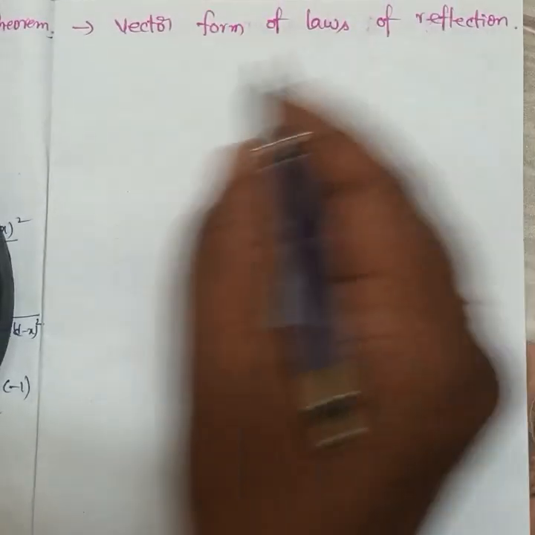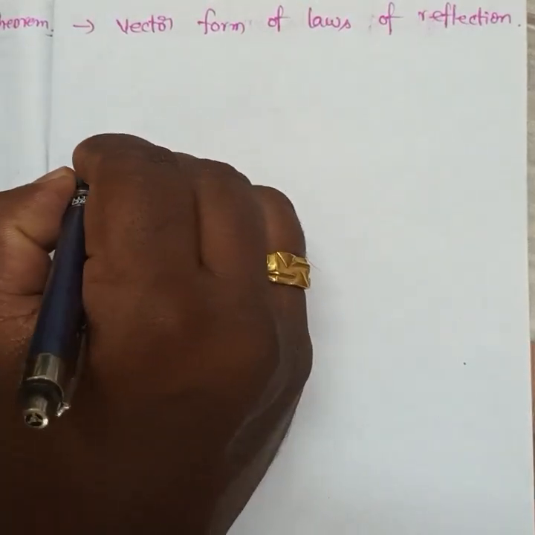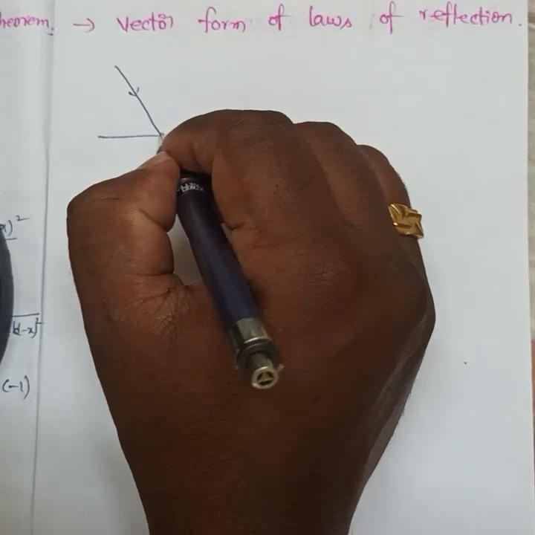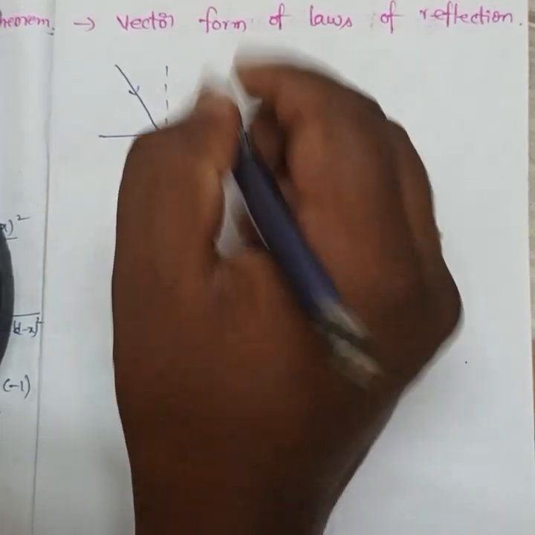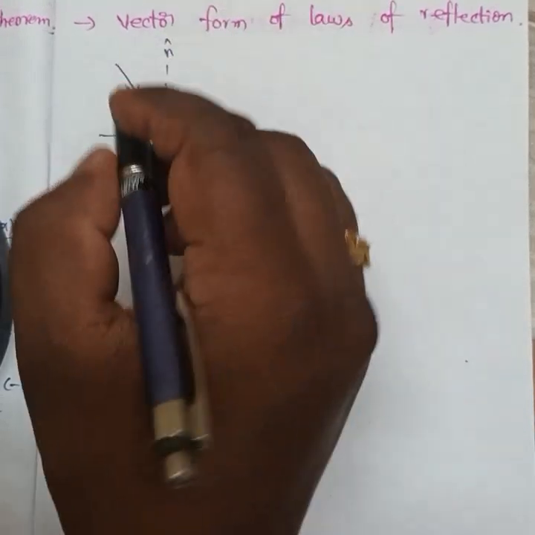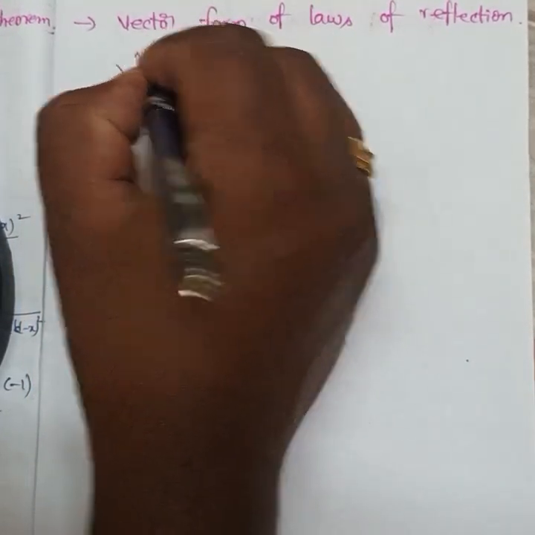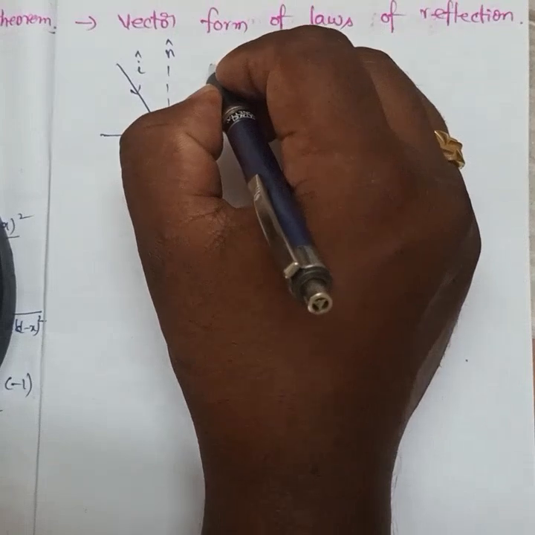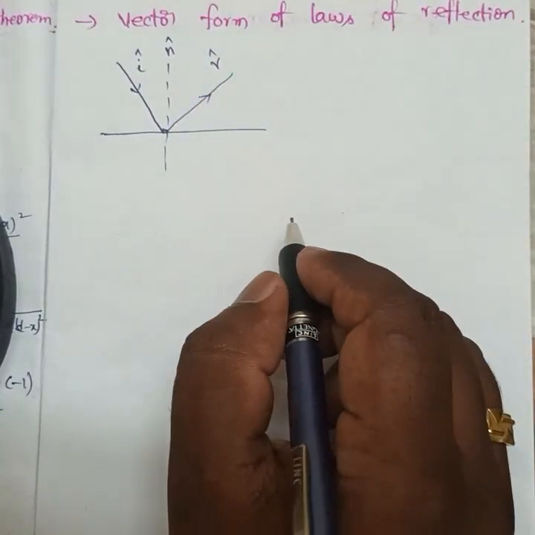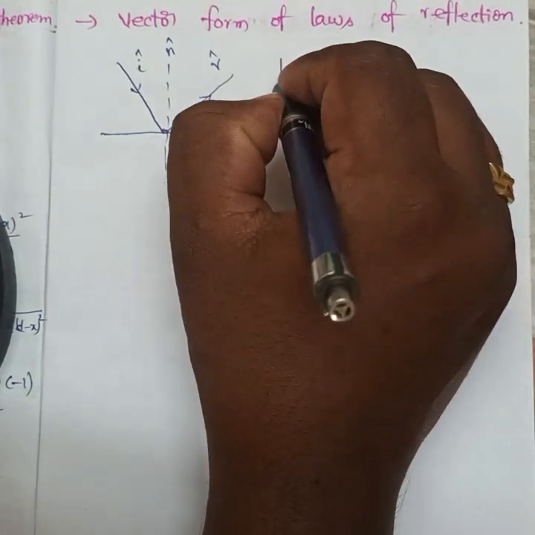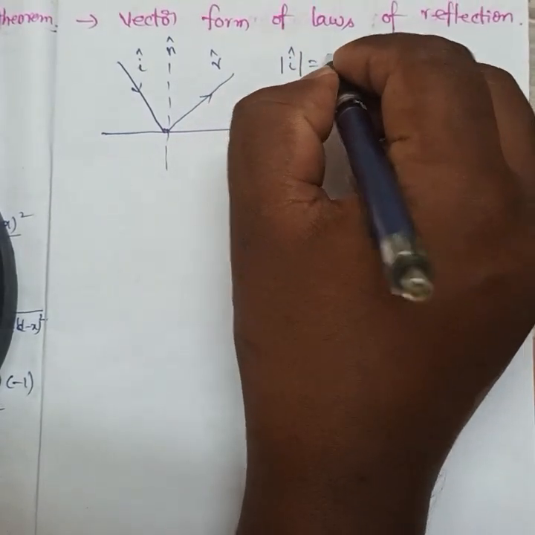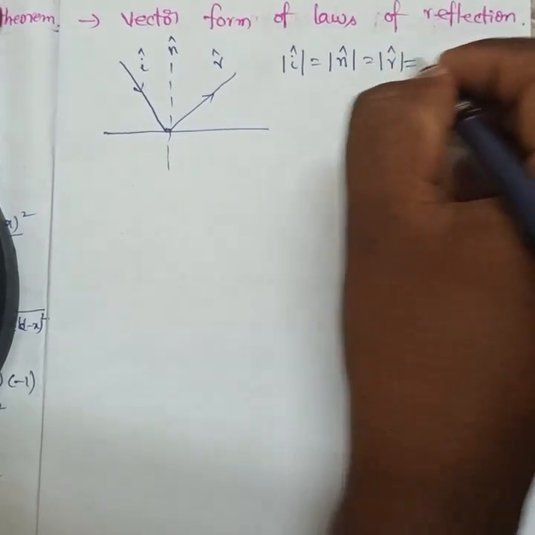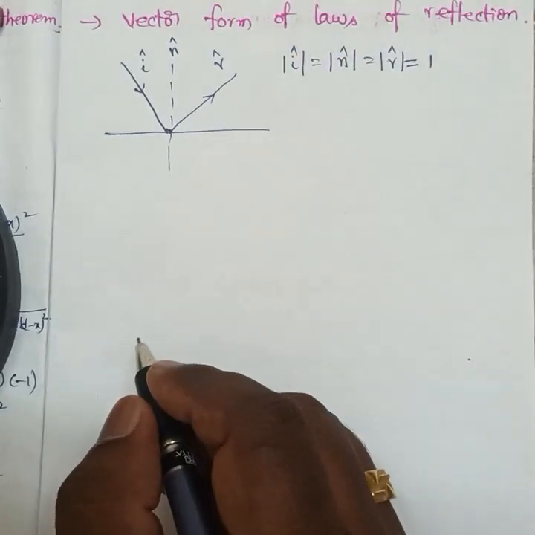Vector form of law of reflection. To understand this, first take this as your surface, and this is the incident light ray, and this is the point of contact. Here you can draw a normal, with direction n cap, the incident ray direction I cap, and at the point of contact the light will be reflected in this direction, therefore r cap is the direction of the reflected ray. We already know that the magnitude of I cap, n cap and r cap must equal 1, because they are directional unit vectors.